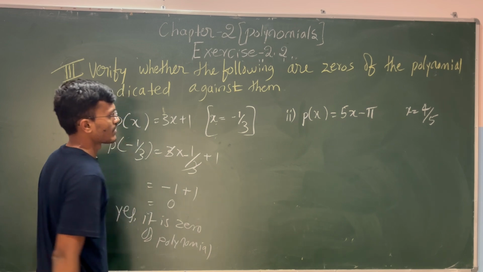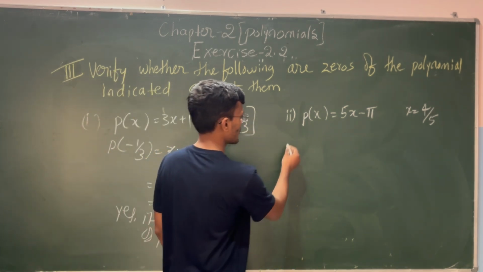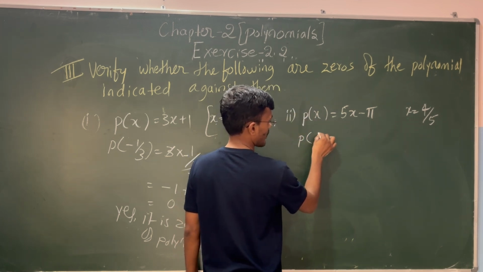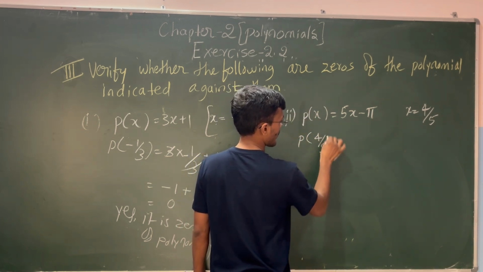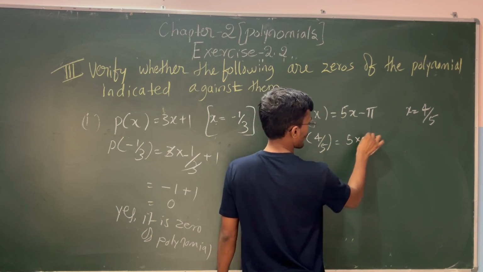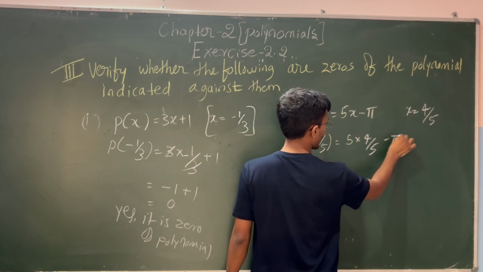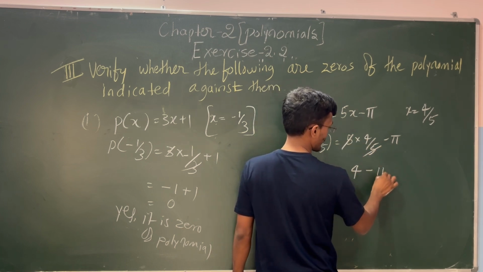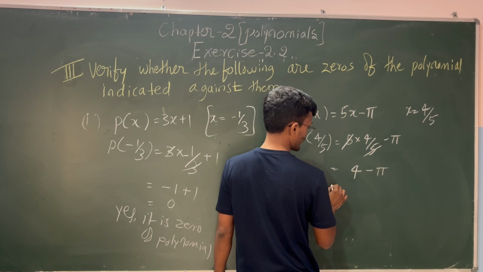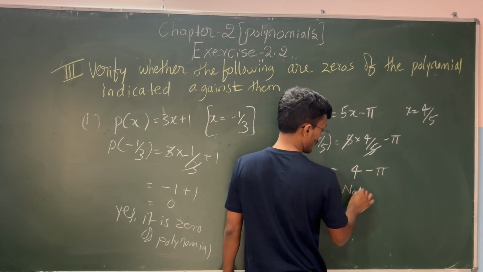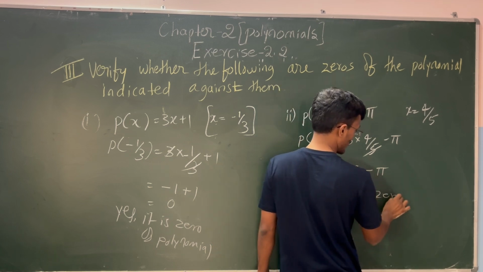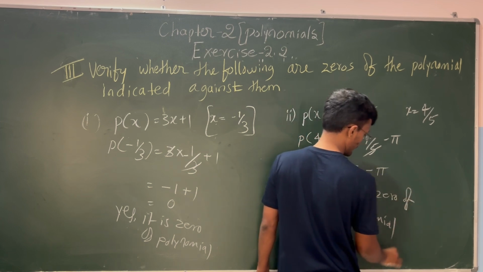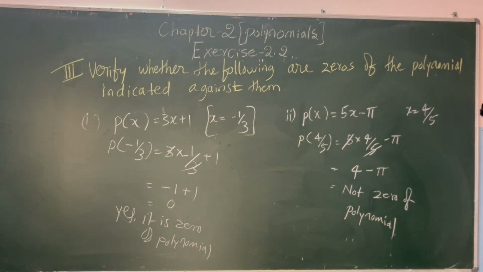of the polynomial. So now coming to the next question, p of x, x is plus 4 by 5, equal to 5 into 4 by 5 minus 5. So 5 cancels, 4 minus 5. So it is not a zero of the polynomial. Okay, so this is how we can do that.